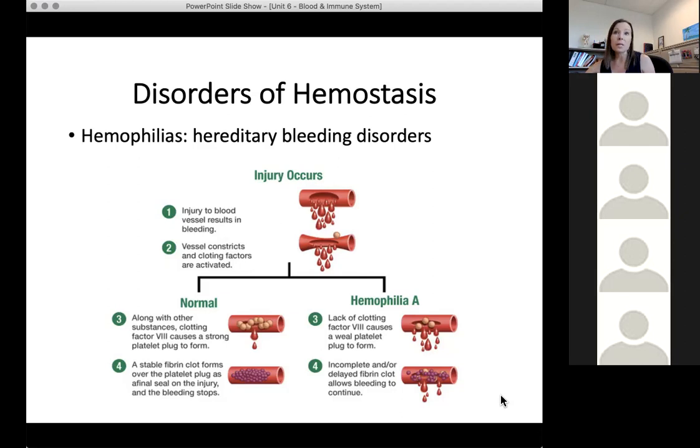For symptoms, basically severe and prolonged bleeding, even with a very minor injury, you can have severe blood loss that just doesn't stop. And also often pain in joints, because a lot of times there's an internal injury that you don't even realize, and blood is being released into the joint capsules, into the spaces of your joints, and it causes pain.